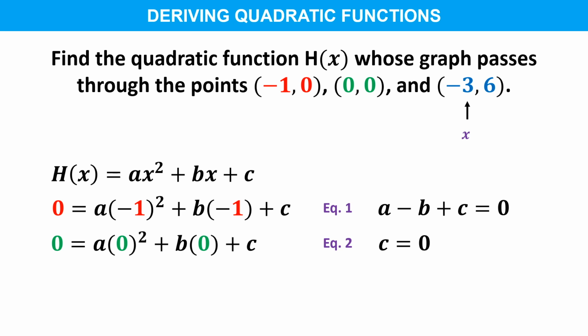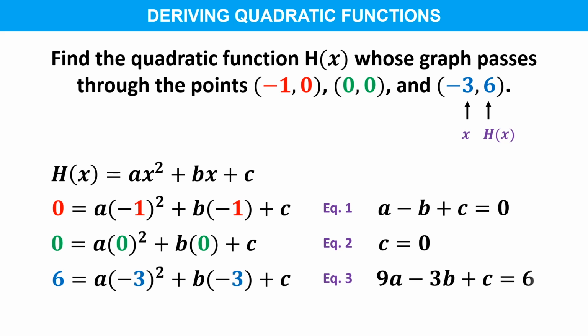Also, we can replace x with the abscissa negative 3 and h of x with the ordinate 6 to form our third equation. 6 is equal to a times negative 3 squared plus b times negative 3 plus c, which when simplified is equivalent to 9a minus 3b plus c is equal to 6.